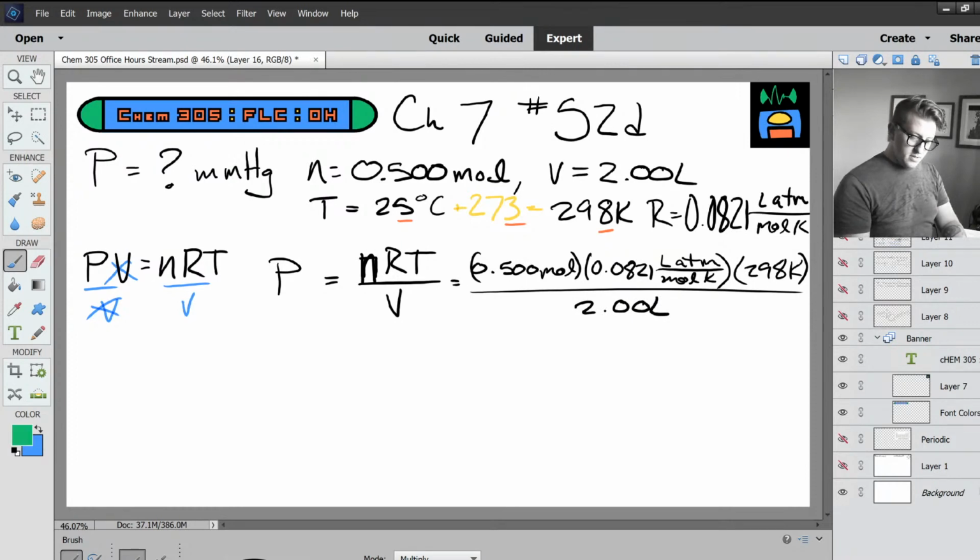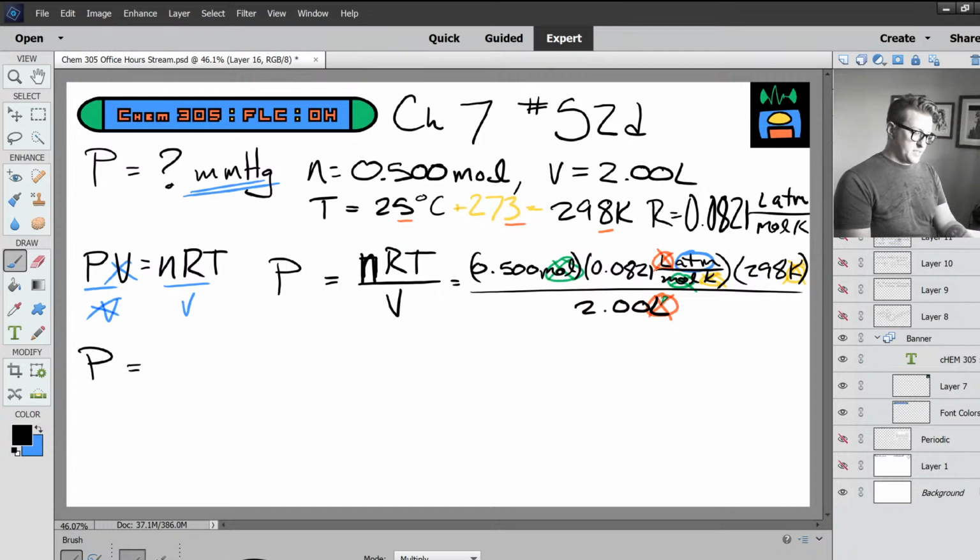So let's see. Moles cancels moles. Kelvin cancels Kelvin. Liters cancels liters. And we're left with atmospheres. All right, which is good because it's a pressure unit, but we're asked to find our pressure in millimeters of mercury, so we won't be completely done here. But still, it's time to crunch our numbers.